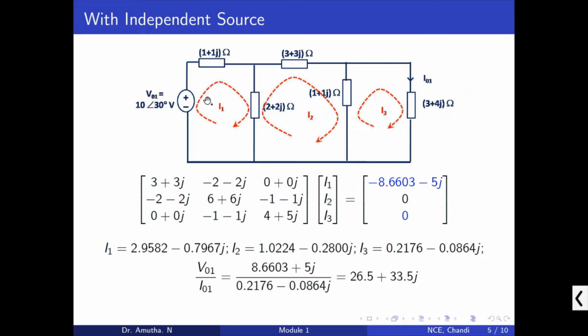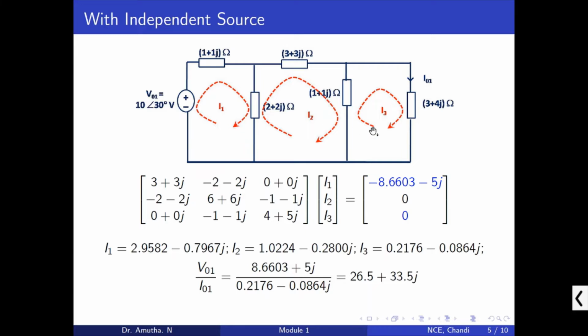In the first loop, what are the impedances coming across it? This 1 plus 1j and 2 plus 2j are coming, so they are added up and represented as 3 plus 3j ohms. Between the first loop and second loop, the impedance is 2 plus 2j ohms. The current direction of I1 is in this way, which is considered positive because we are considering loop current I1, but the current I2 is going in the opposite way, so this is considered negative.